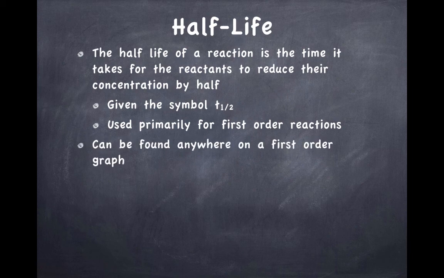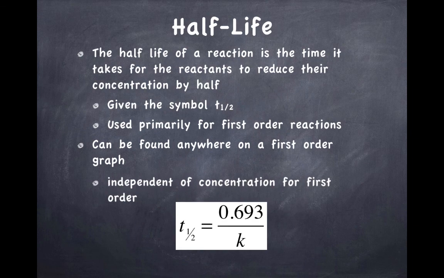Now, when we're looking at an integrated rate equation graph that we saw in lecture 6, we have that nice straight line where we have the natural log of our concentrations on the y and time on the x, and we can find our half-life anywhere on that first order graph. So we don't have to start at the beginning. We can look anywhere on our graph to find the half-life.